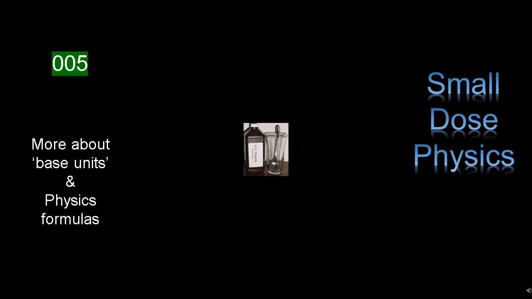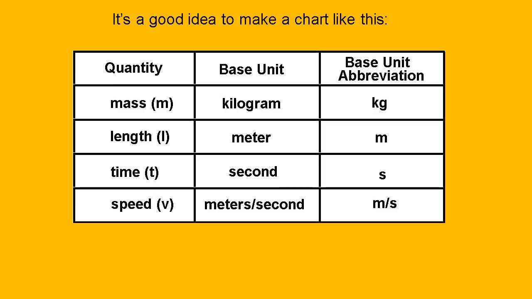Blurb 5, more about base units and physics formulas. Springboarding off of Blurb 4, it's a good idea to make a chart, something like this, in which the quantities, base units, and abbreviations for base units are listed. And you would continue the chart as the course continues, because there will be, as I said, about 14 or 15 of these quantities of physics.